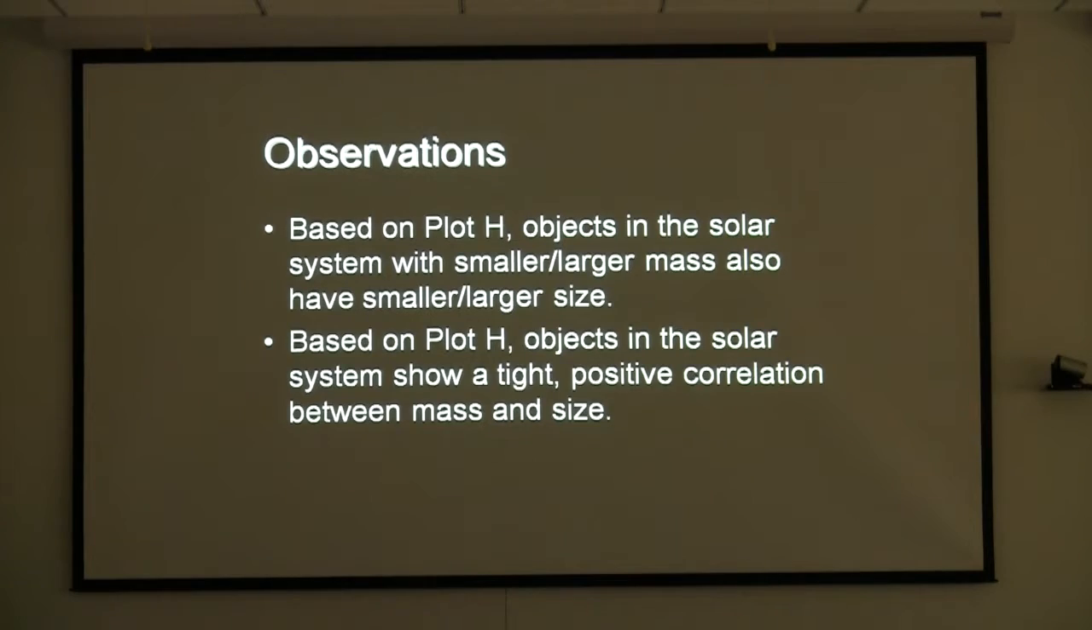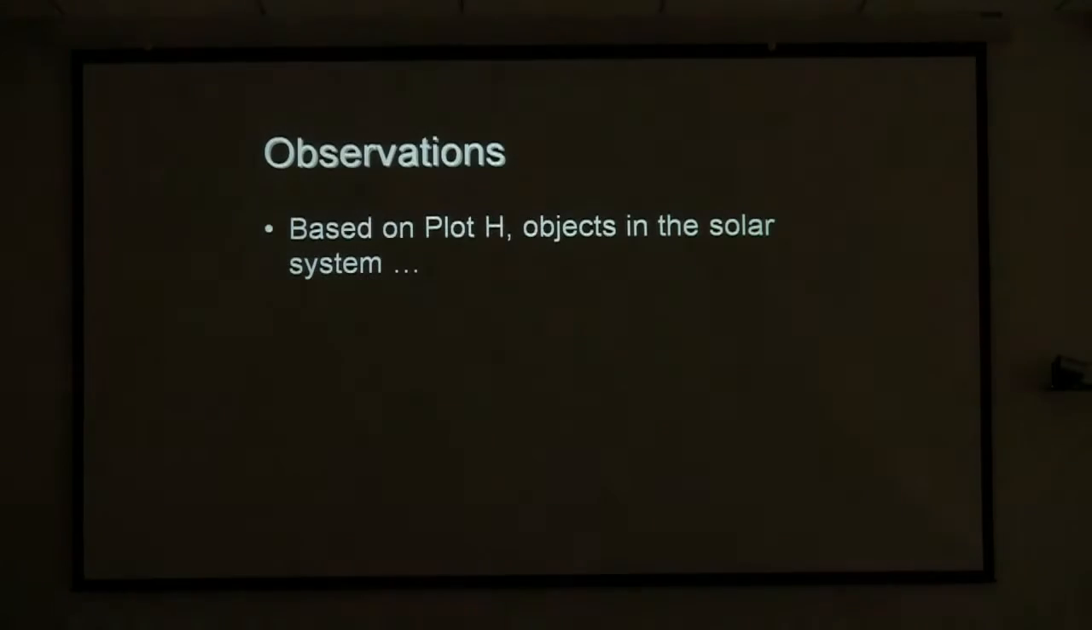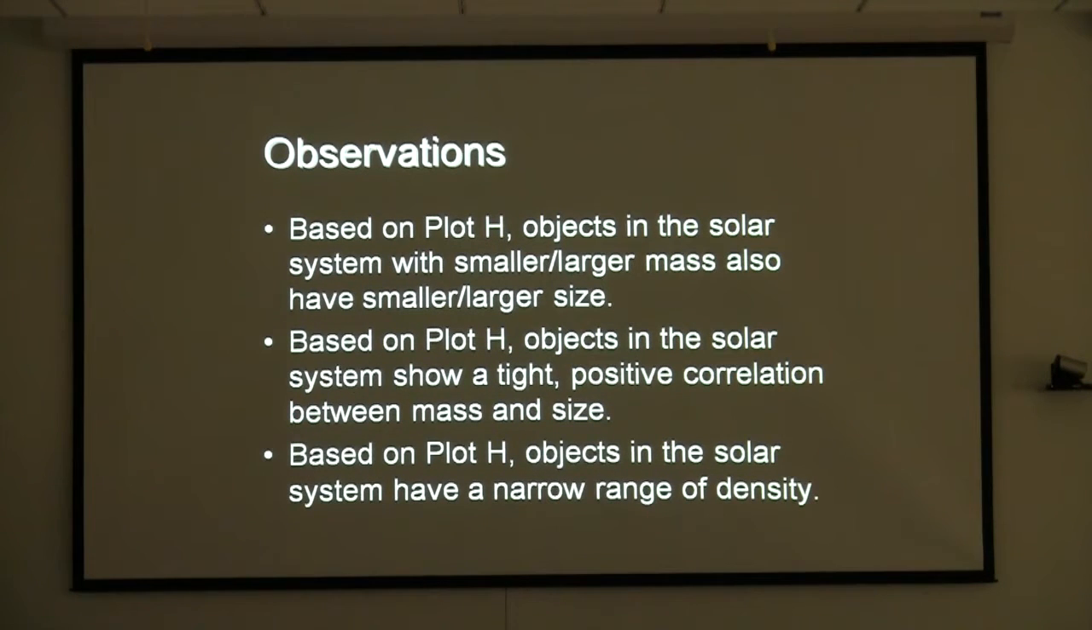If you go back to it, you can see that there is some scatter here, right? It's not an absolute perfect line. There's some scatter, but the relationship between mass and size, density being mass over size cubed, lets you make a third observation based on plot H. Objects in the solar system have a narrow range of densities. In actuality, that density range is about a factor of 5 to 10, which shows you just how much you can hide on a log-log plot. If you want to hide errors in your data, you plot it on a log-log plot.